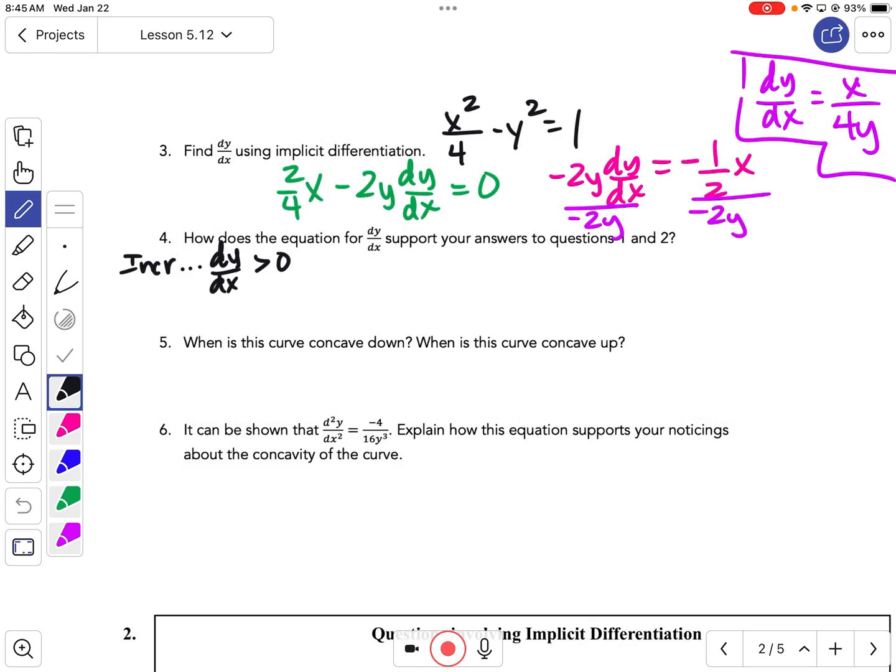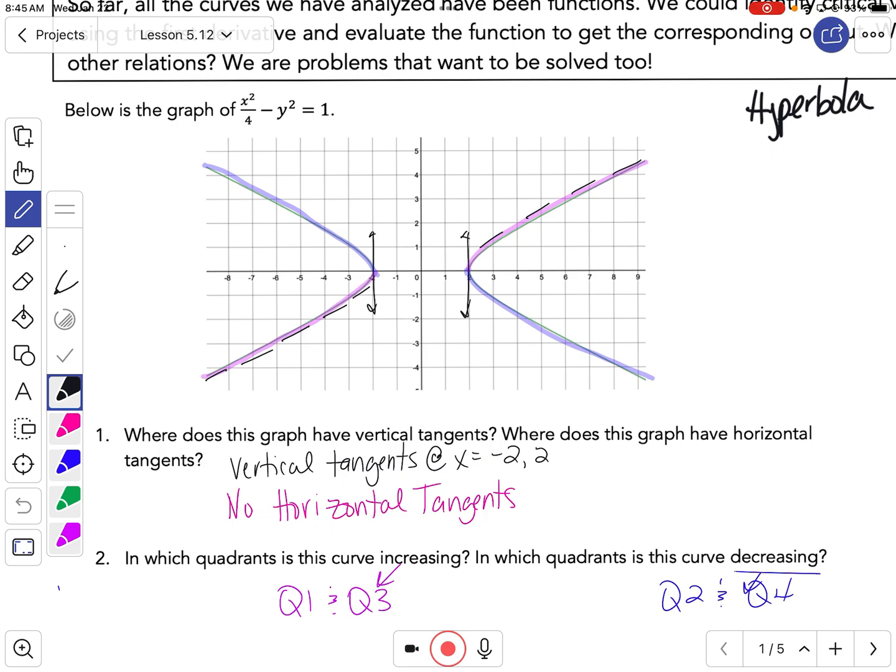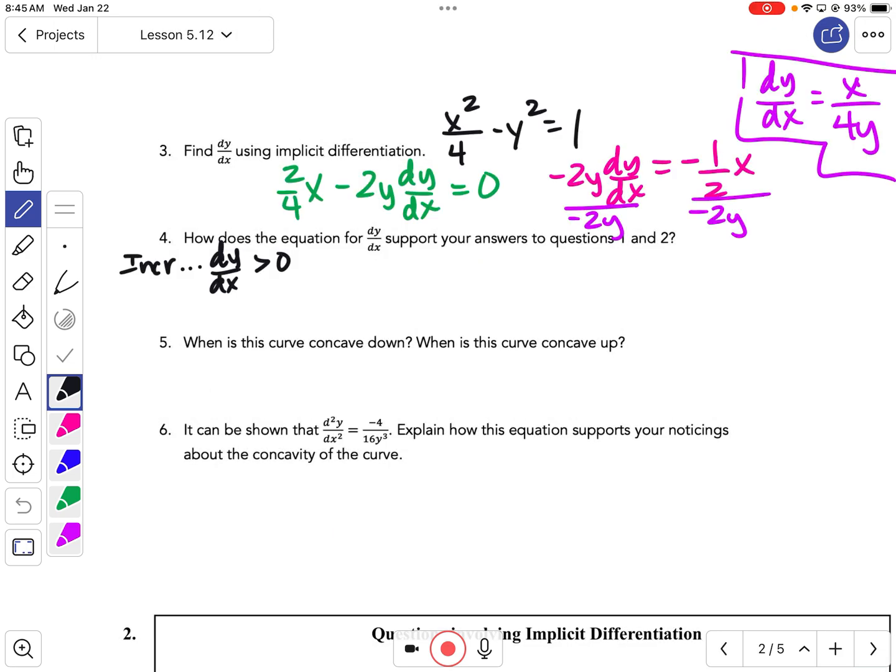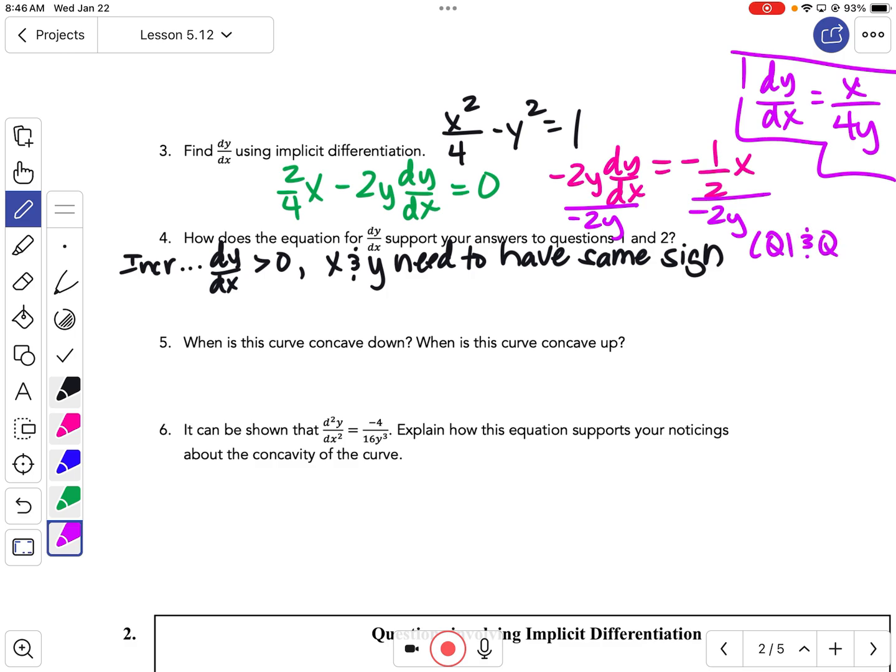So why does that happen in quadrant 1 and quadrant 3? If we look at our derivative, what would have to be true about x and y for dy/dx to be positive? They'd have to be the same sign. So we increase when dy/dx is greater than 0, which means x and y need to be the same sign. Based on my derivative formula, it makes sense that we get quadrant 1 and quadrant 3. Let's see if that holds true for our decreasing pieces.